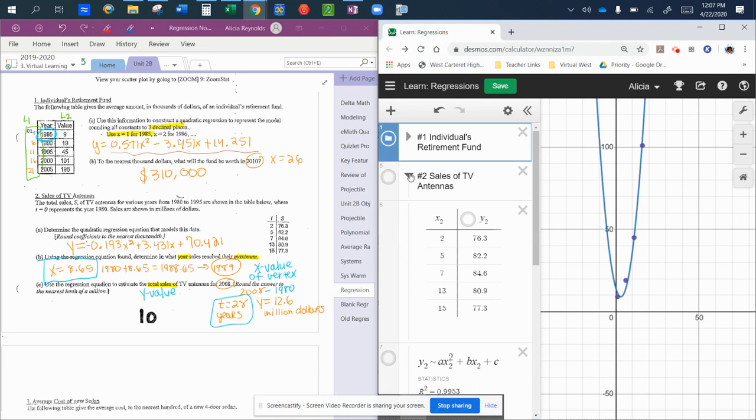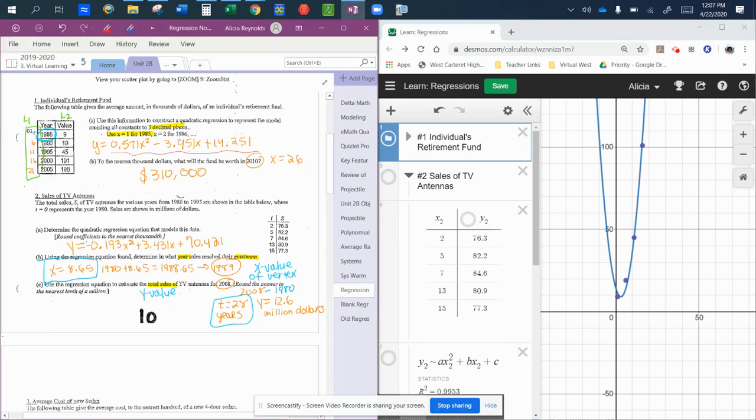So number 2 says the total sales S of TV antennas for various years from 1980 to 1995 are shown in the table below, where t equals 0 represents the year 1980. Sales are shown in millions of dollars. So there's a lot of really important information in this problem, just in the word problem part of it. So let's break it down a little bit.